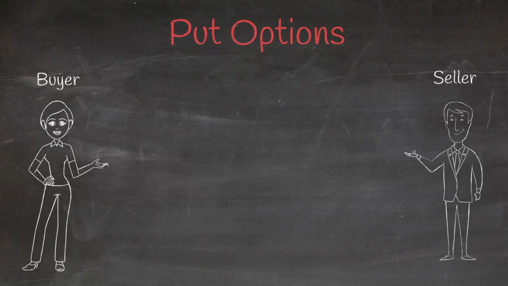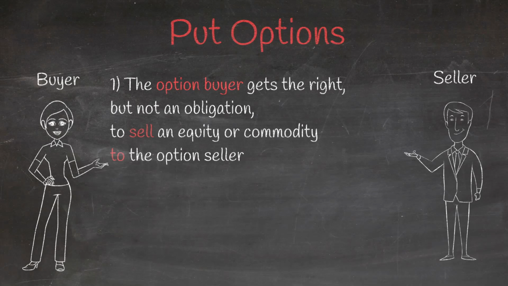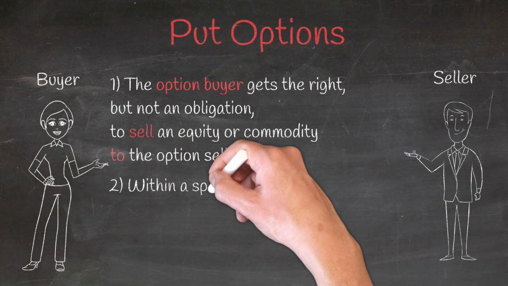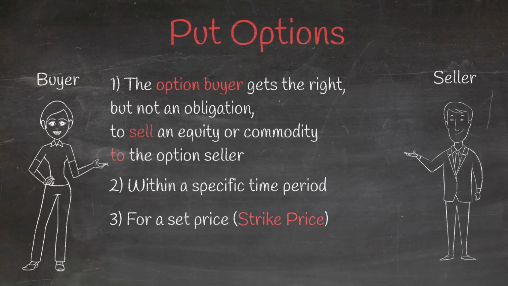With a call option, the buyer gets the right but not an obligation to buy an underlying security, like Apple stock, from the option seller within a specific time period and at a set price, known as the strike price.